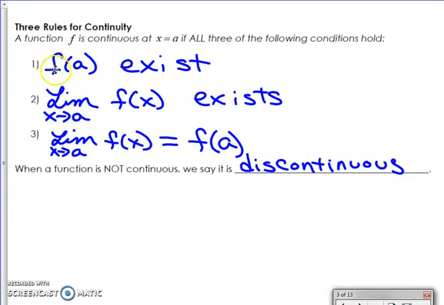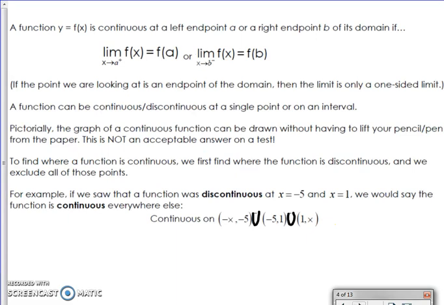3 rules. First, you need to show that f of a exists. You need to show that the limit exists. Then you need to conclude that those 2 things are equal to each other. That's how you get your credit on the test.